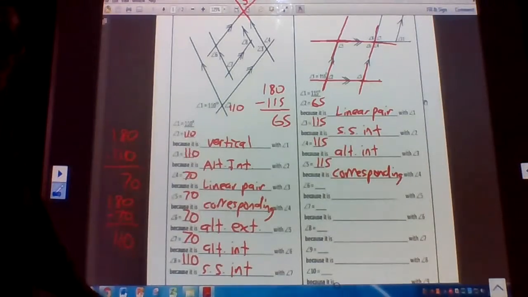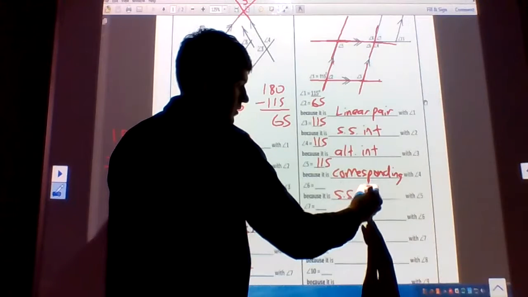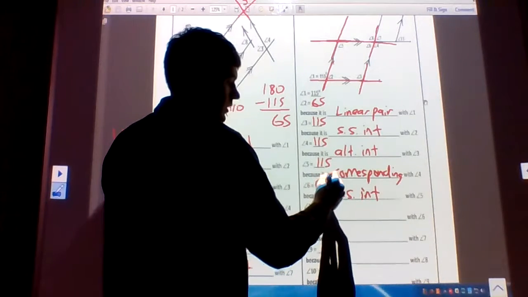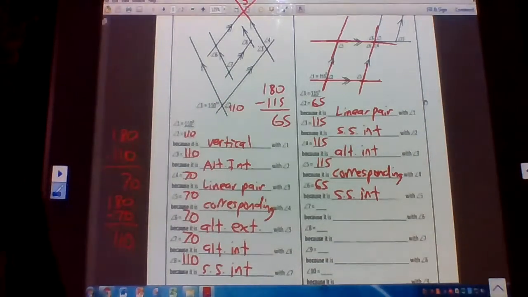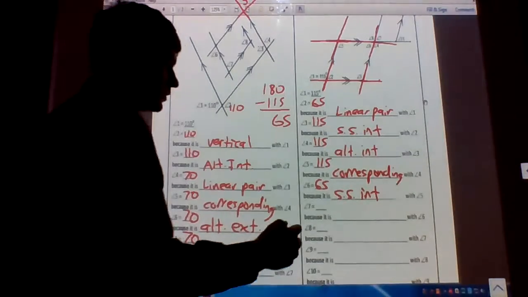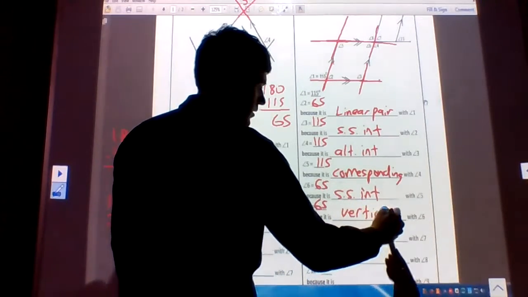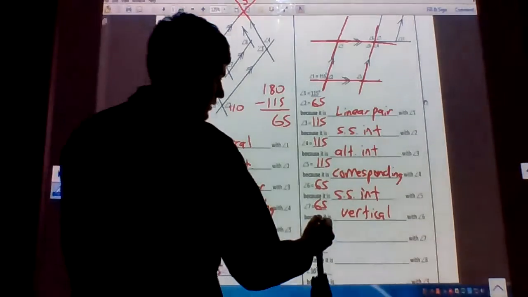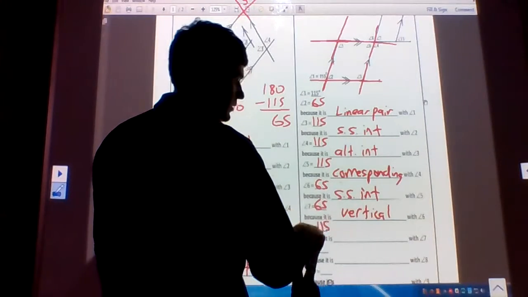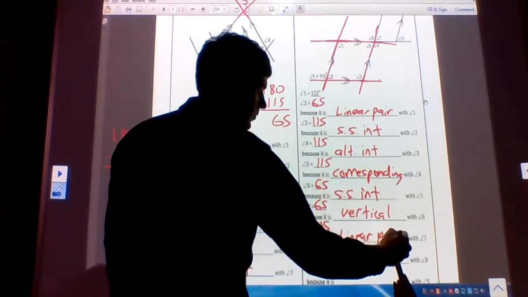Okay, 5 and 6 are going to be same side interior. So they're supplementary. So we do 180 minus 115, which gives us 65. Seven and 6 are vertical angles. We know vertical angles are congruent, so that's going to be 65. Okay, 7 and 8 are a linear pair. So that switches back to 115 because 180 minus 65 is 115, because we know linear pairs are supplementary.